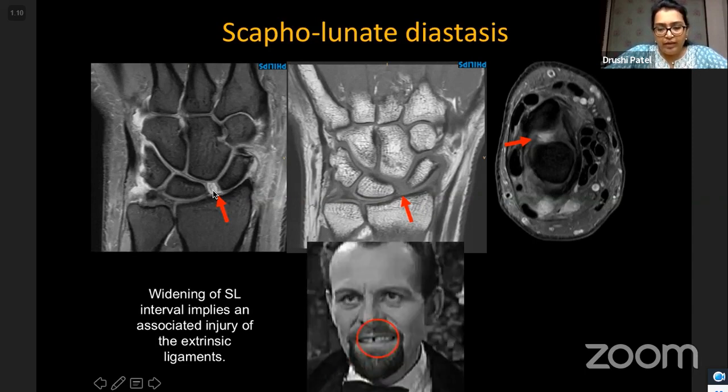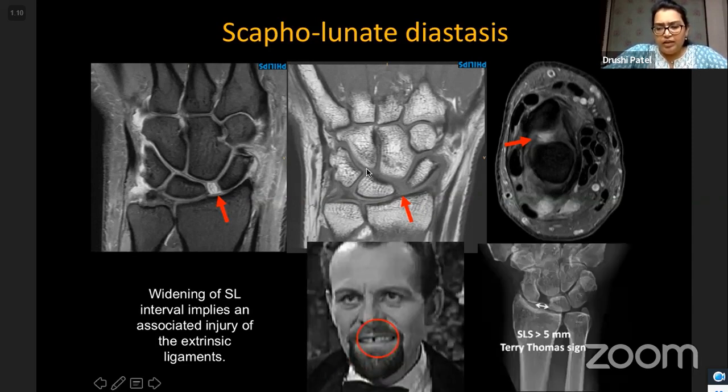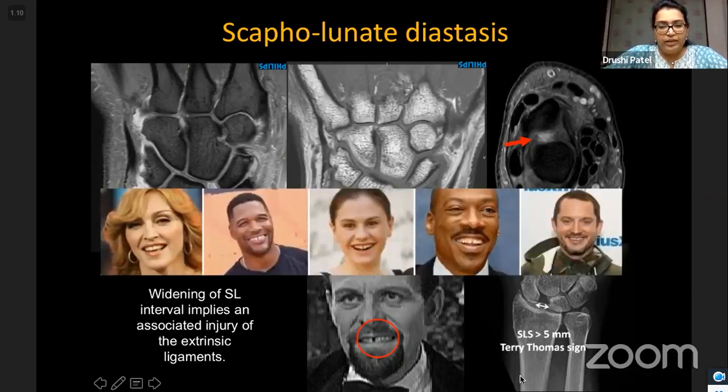Normal scapholunate interval is usually about 2 to 3 millimeters. When it is increased greater than that, that is scapholunate dissociation or scapholunate diastasis. And this is known as the Terry Thomas sign. Terry Thomas was a British comedian in the 50s, and he had a gap in his front incisors, and that's from where the sign has come. Okay, and this was first described on a radiograph. Now there are multiple celebrities who have this so-called Terry Thomas appearance on the front teeth.